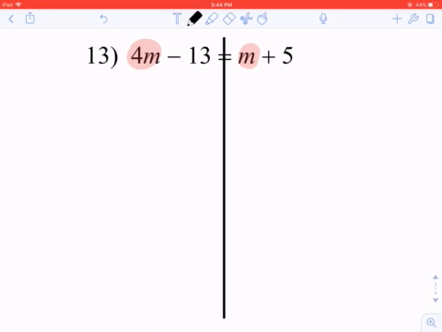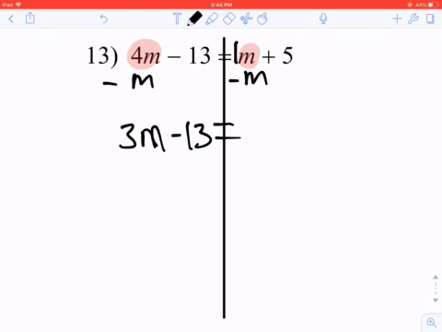It's typically easier to get rid of the smaller m. In this case, that would be the 1m on the right side. And the way that we get rid of that is by subtracting m. And what we do to one side, we have to do to the other. So 4 minus 1 will give us 3m minus 13 is equal to, these cancel out to make 5. That's what we want.